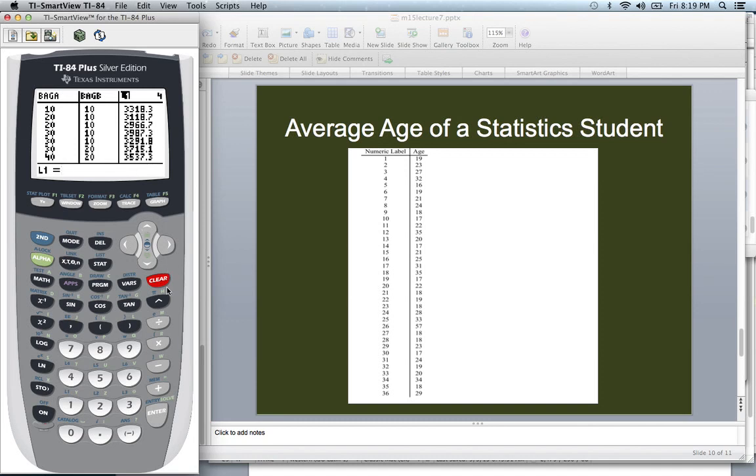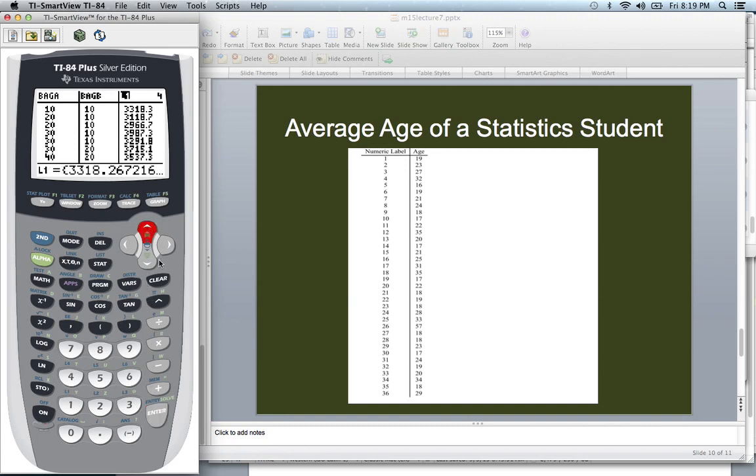If I accidentally hit clear and I didn't mean to, I could recover from this now by going second, quit, which takes me right out of the editor back to the home screen. And when I go back to the editor, notice that that data is still there. So I didn't actually clear all the data out by doing that.